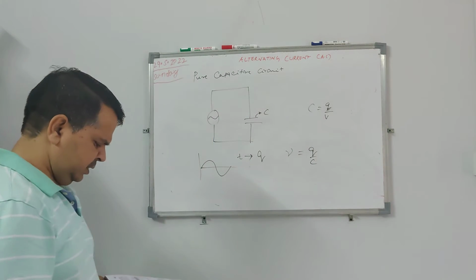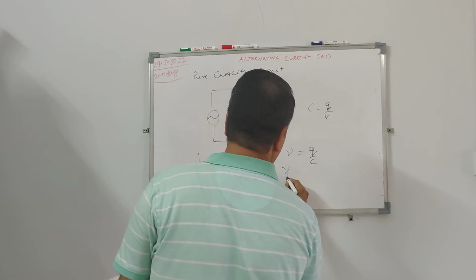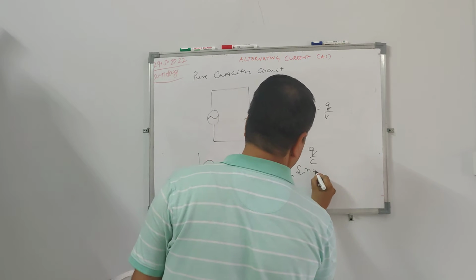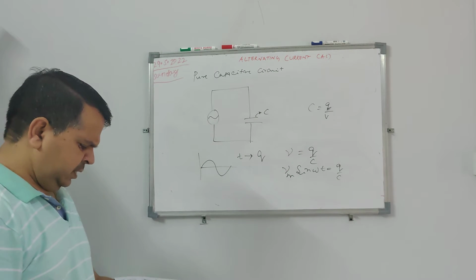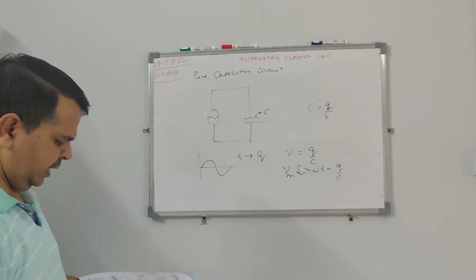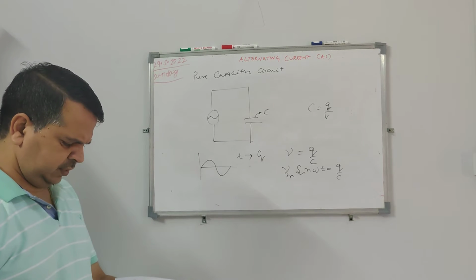So in case of AC, the instantaneous voltage is nothing but Q by C. The formula for instantaneous voltage is Vm sin omega t. So this is equal to Q by C. Then Vm sin omega t is equal to Q by C.